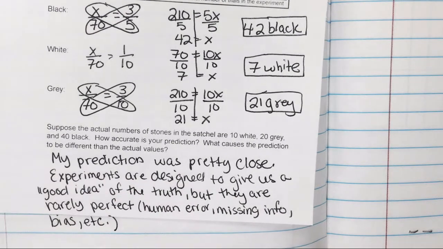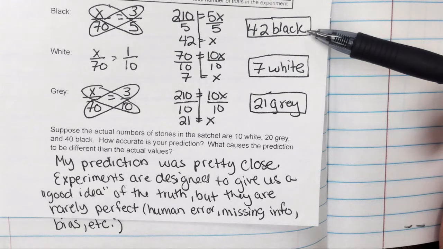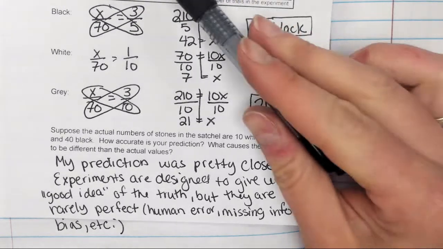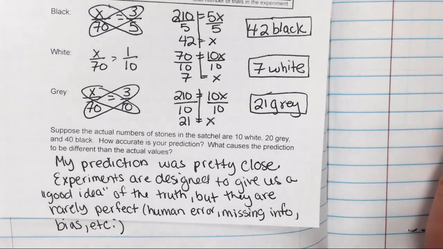Maybe the black stones were lighter, and so they all came to the top, and that's why she picked out more of the black stones in the experiment. Maybe the white stones were heavier and they all sunk to the bottom. We don't know. That might be some missing information. Or maybe that caused bias. Stephanie was more likely to pick the stones on the top of the bag. So, again, we don't know all of the truth, but we did get a pretty good idea of what the contents were inside that bag.